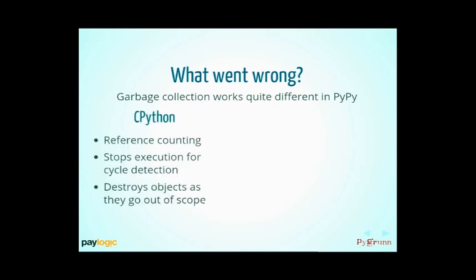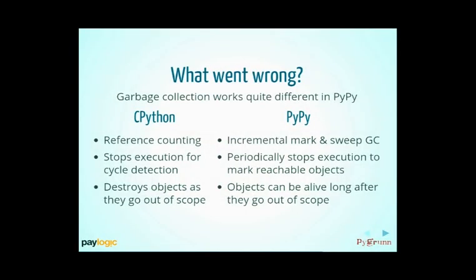In CPython, you get reference counting, and it stops execution to do cycle detection since, I think, 2.3 or so. And it destroys the object as soon as it goes out of scope, because as soon as the reference count gets to zero, it just deletes it from memory and it's gone. The same thing happens for file descriptors and sockets, everything.